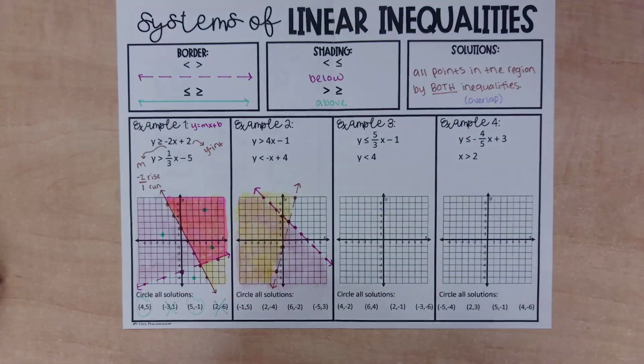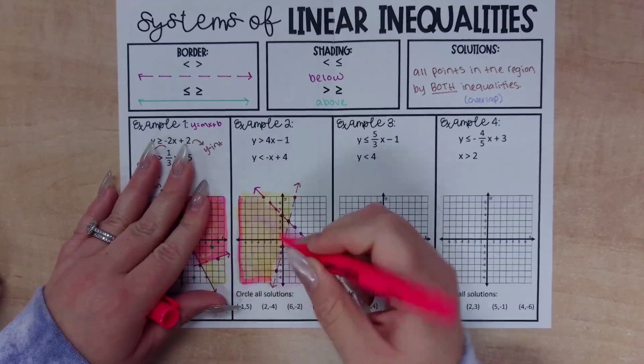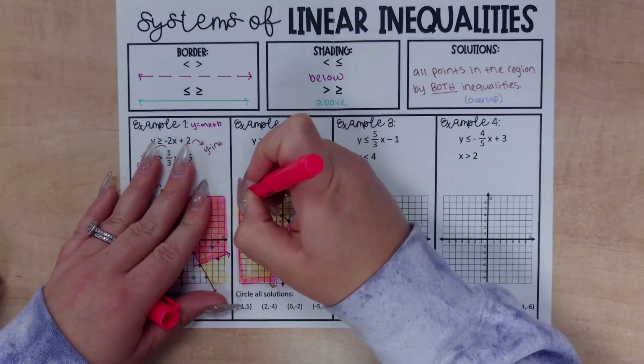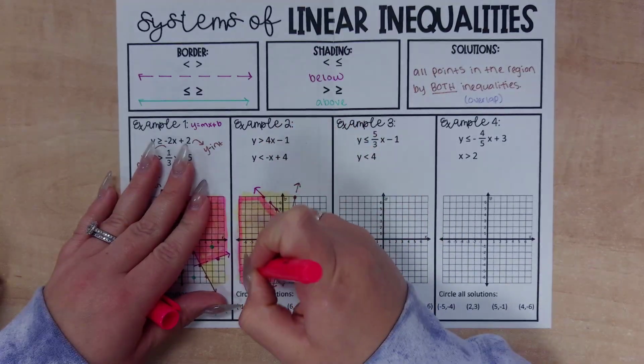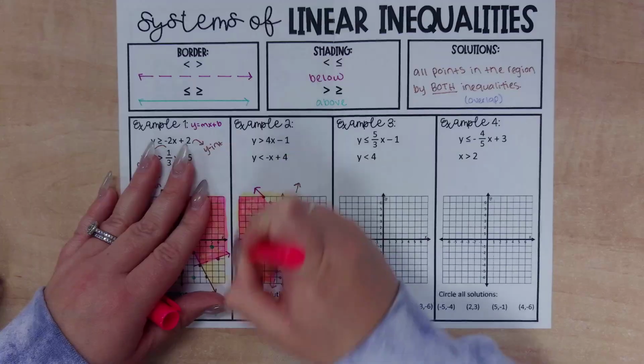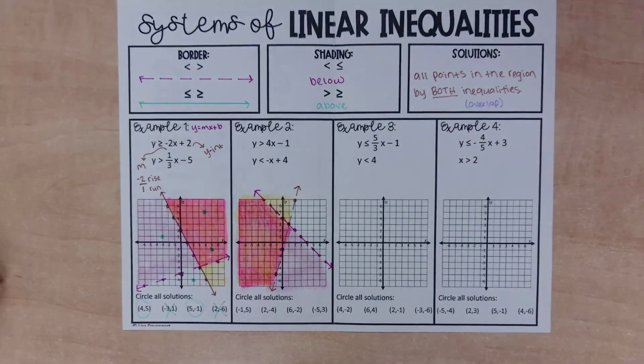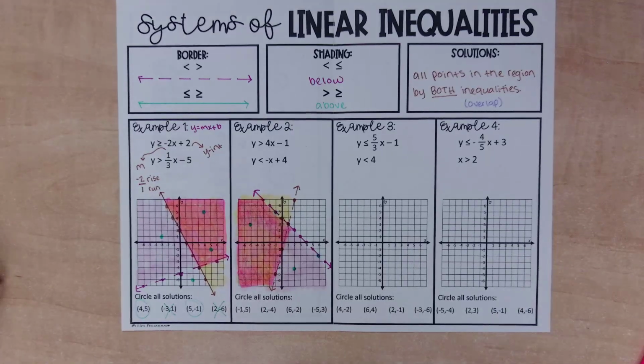And you can easily see where these graphs overlap. They overlap in this region. Just like that. So hopefully at this point you're getting a little bit more comfortable with the shading. Go plot your ordered pairs and come back.